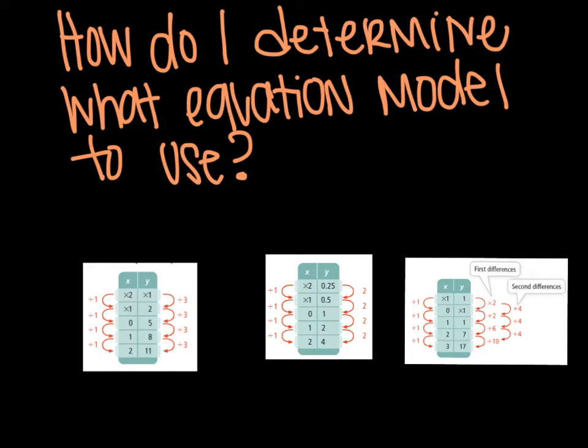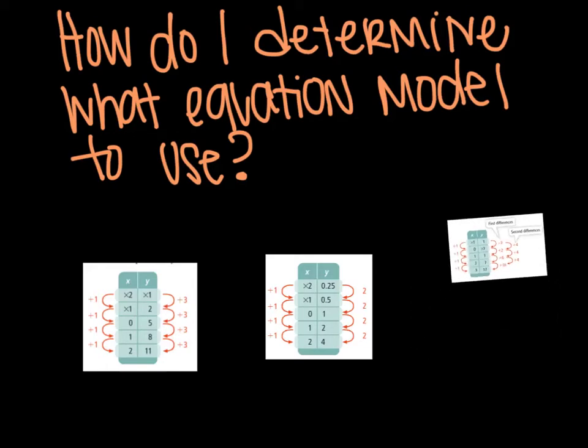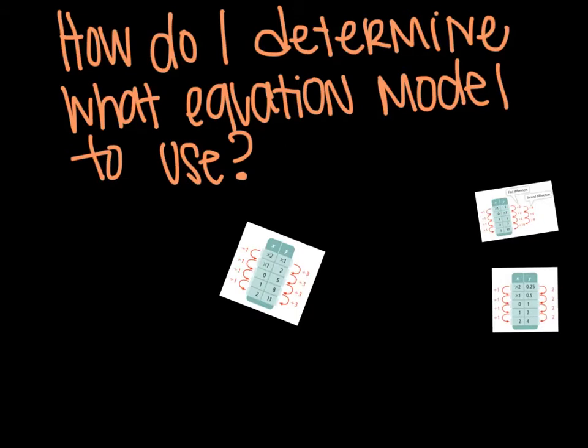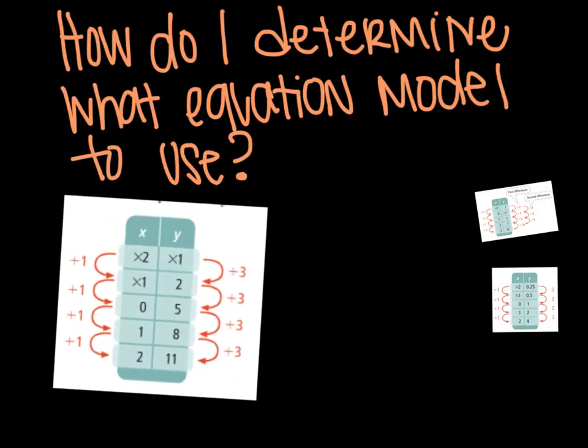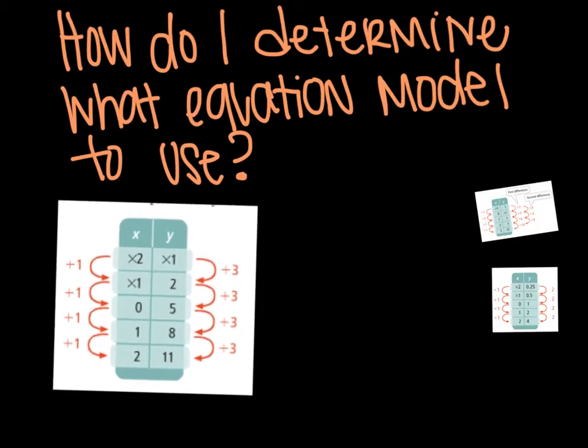How do I determine what equation model to use? So you'll be given different tables, and there are 3 examples here, and then you will have to determine whether it is in fact quadratic, linear, etc. So what you want to do is find if there is a common difference or a common ratio that you can use. In this first example, I just want to point out that these little X signs are just negatives. That's what it means, so it just looks funny.